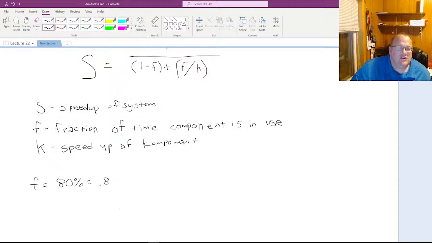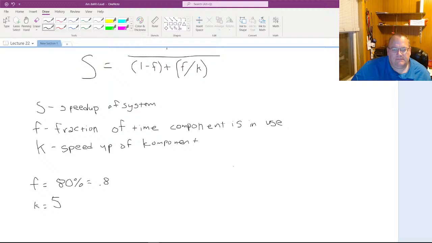And it'll always be a percentage or a decimal, a fraction. So F is always a fraction, right? That's part of the name. Okay, and let's say this brand new processor is 5 times faster. So then K will be equal to 5, because it's 5 times faster. Okay, so let's plug this all in.